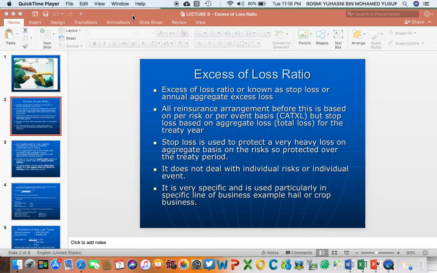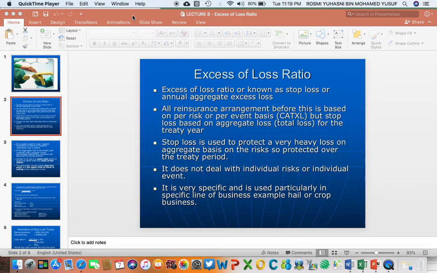This is the third type of non-proportional reinsurance program. Today I will show you how a stop-loss non-proportional excess of loss reinsurance works. Previously we have looked at per risk excess of loss reinsurance or working excess of loss, and we have also learned how catastrophic excess of loss reinsurance works. This is the third type of excess of loss reinsurance method, but it is a bit different from the other two. Sometimes it is called excess of loss ratio, and sometimes it is called stop loss.